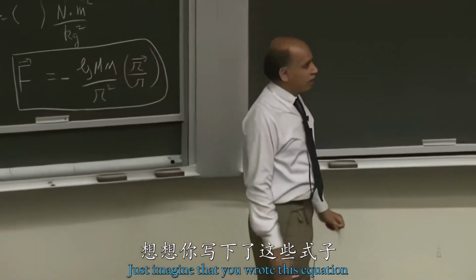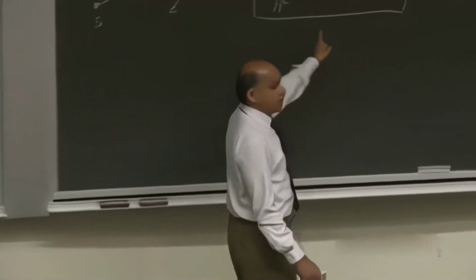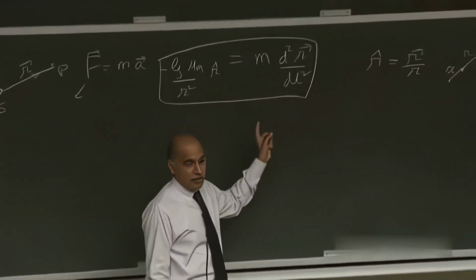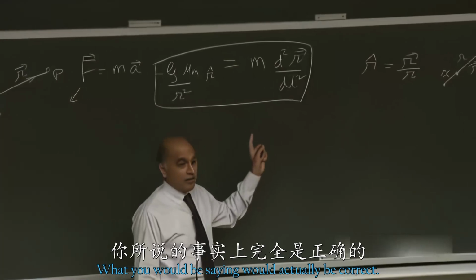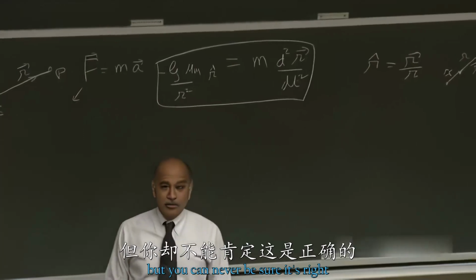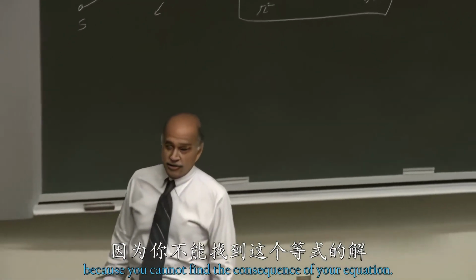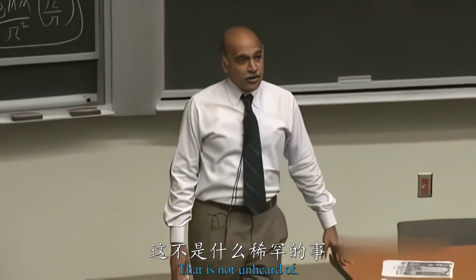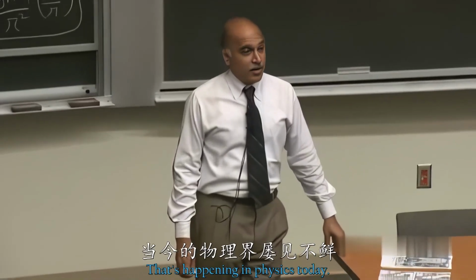Just imagine that you wrote this equation, but you couldn't solve it. What you would be saying would actually be correct. You, in fact, have found the correct law of gravity, but you can never be sure it's right because you cannot find the consequence of your equation. That is not unheard of. That's happening in physics today.